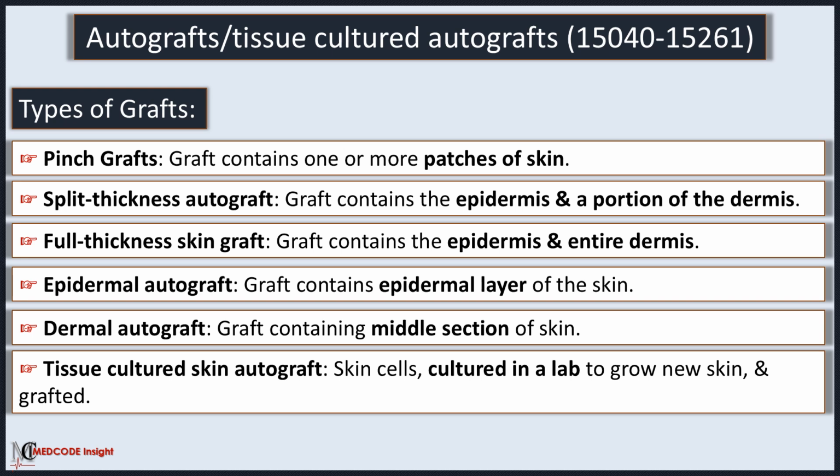Full thickness skin graft contains the epidermis and entire dermis. In epidermal autograft, the graft contains the epidermal layer of the skin. In dermal autograft, the graft contains the middle section of the skin. In tissue culture skin autograft, skin cells are cultured in a lab to grow new skin and then grafted.